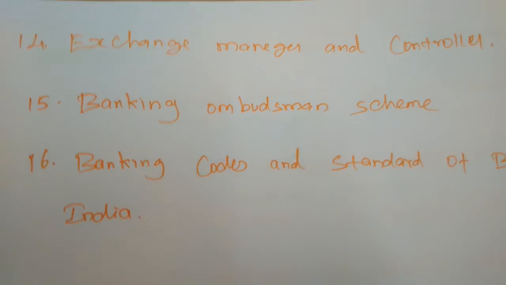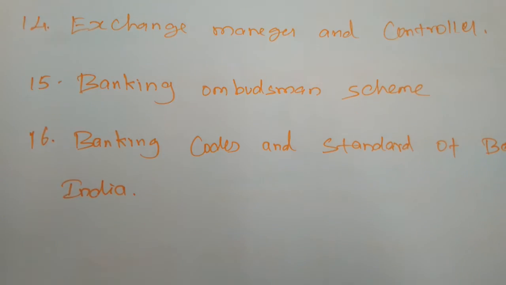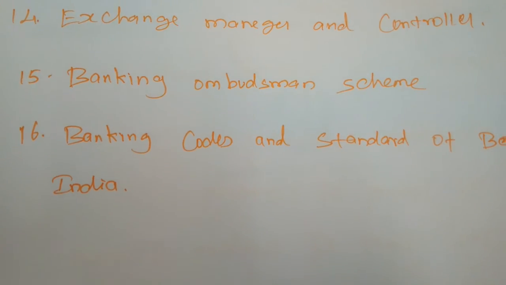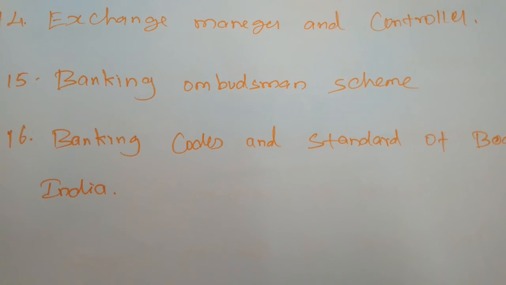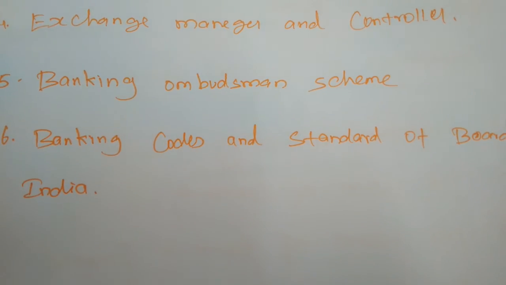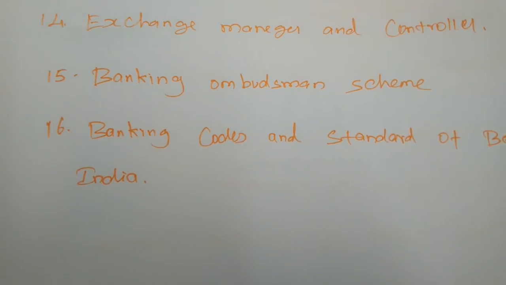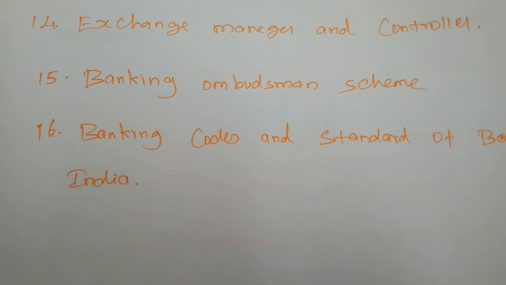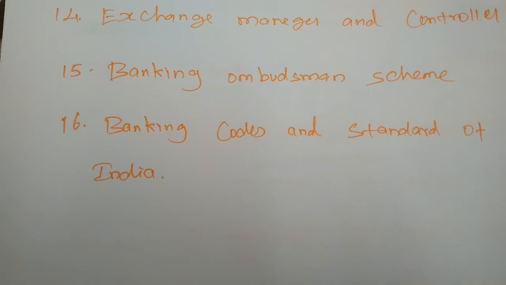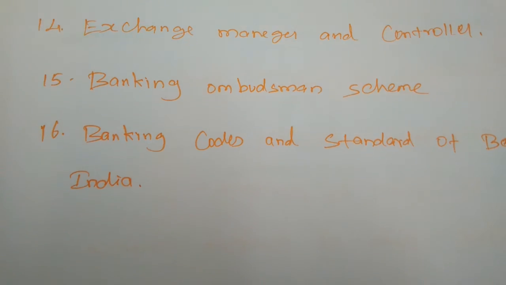Next, exchange manager and controller. RBI represents India as a member of the International Monetary Fund. Most of the commercial banks are authorized dealers of RBI. If we are a member of the IMF, we can get financial facilities whenever we are in need of more financial facilities.